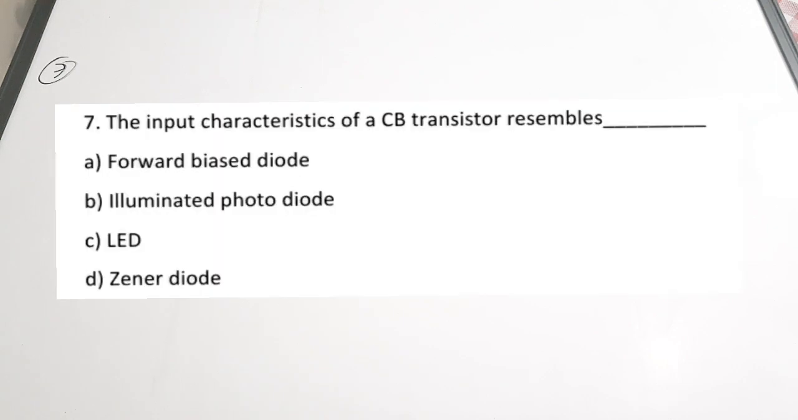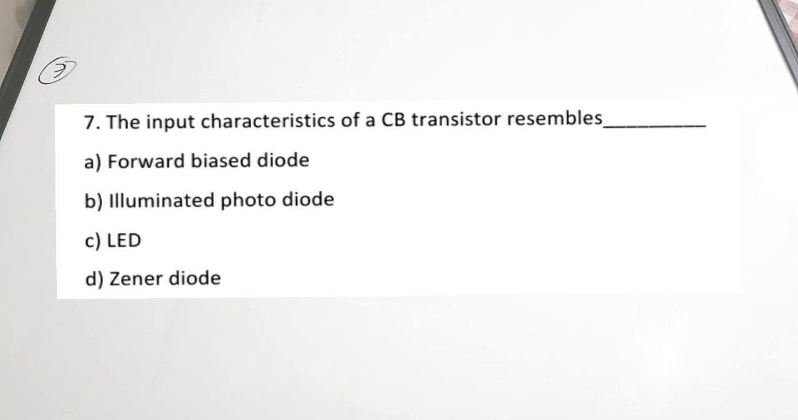The seventh question is, the input characteristic of a common base transistor resembles dash. A, forward bias diode. B, illuminated photodiode. C, LED. D, Zener diode. So if you draw the input characteristic of a common base transistor, it will have resemblance to which of these? That is the question. Forward bias diode, illuminated photodiode, LED, or Zener diode.